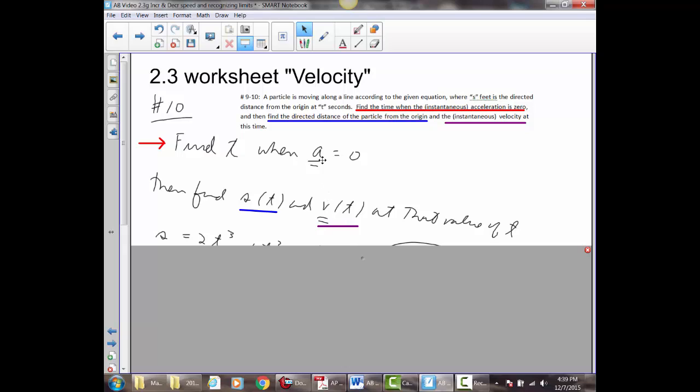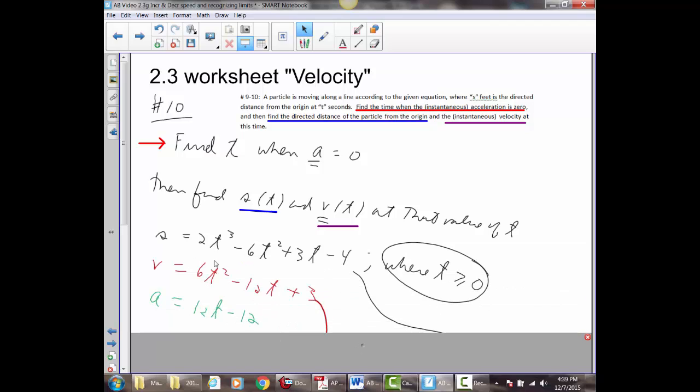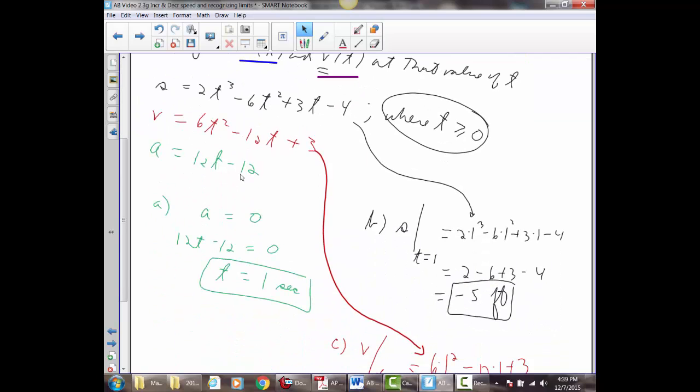Obviously, if we want to find out when the acceleration is 0, we need the acceleration, but we're going to need to get the velocity first because the acceleration is the derivative of the velocity. The velocity, of course, is the derivative of the position function. So there's the derivative of the position function, giving you the velocity, and then you take the derivative of the velocity to find the acceleration. So very easy to determine when the acceleration is 0. That's when 12t minus 12 is 0, which is at t equals 1 second.